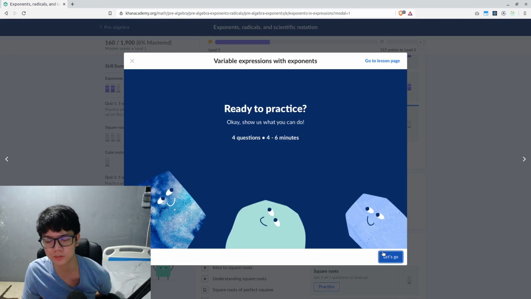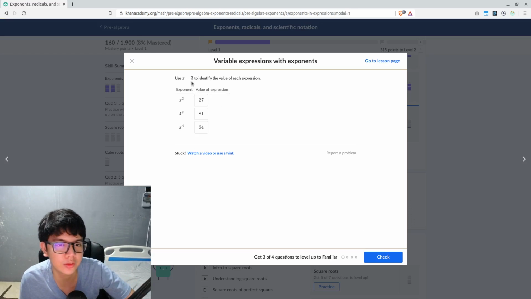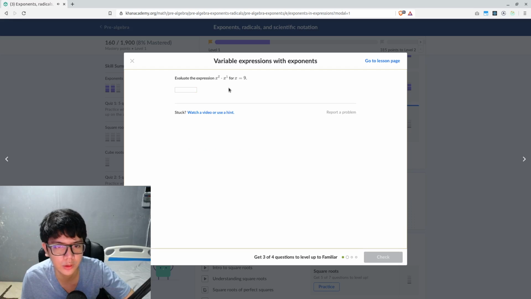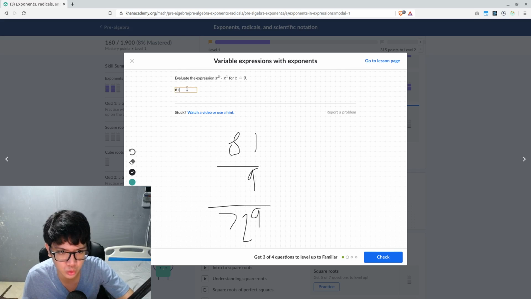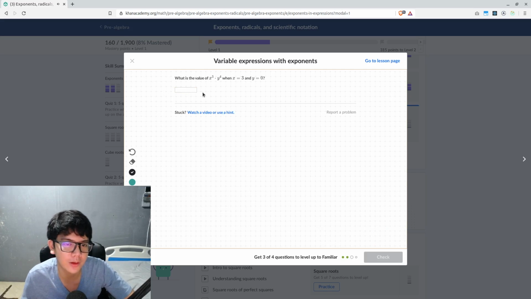With variable expressions with exponents. 3 to the 4th is 81. Okay, it's going to be 81 times 9. 81 times 9 is 729. What is the value of x cubed and x to the 4th raised to 4? Oh wow, this is actually y. 27, 81, and then y is 0, and 81 still.